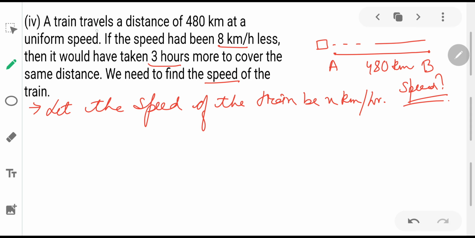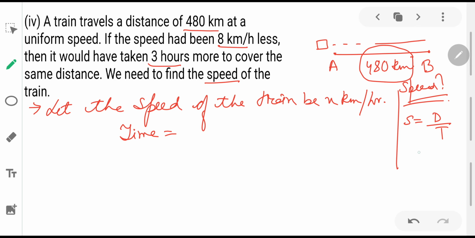Now, what has been said? A train travels a distance of 480 km at a uniform speed. Now, out of speed, distance and time, which is constant between A and B? The distance is constant. So, you cannot do any modification to the distance, but you can do modification to the time and speed while you are traveling from one place to another place. So, here let us find out the time. All of you already know from the concept of science that speed equals distance traveled by time taken.